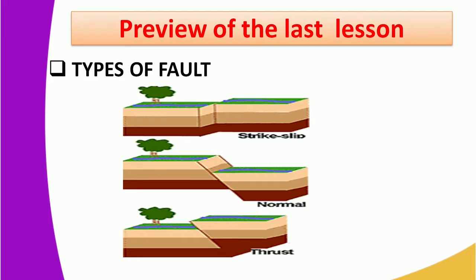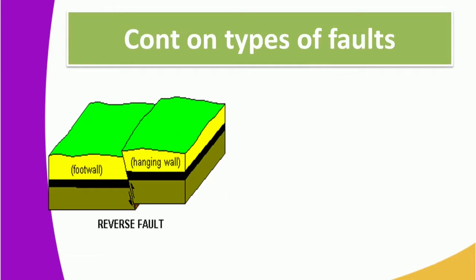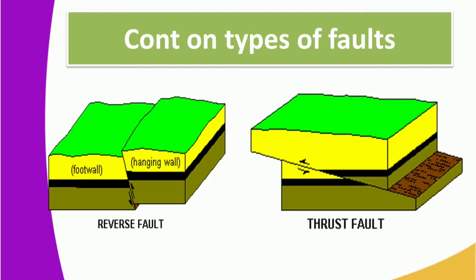In the last lesson, we looked at the types of faults, and we said that faults originate from forces that could either be compressional or tensional. These are the forces applied to the Earth's crustal rocks beneath the surface of the Earth. Naming the types of faults, there is the strike-slip fault, the normal fault, the thrust fault, and the reverse fault. That was what we looked at in our last lesson.